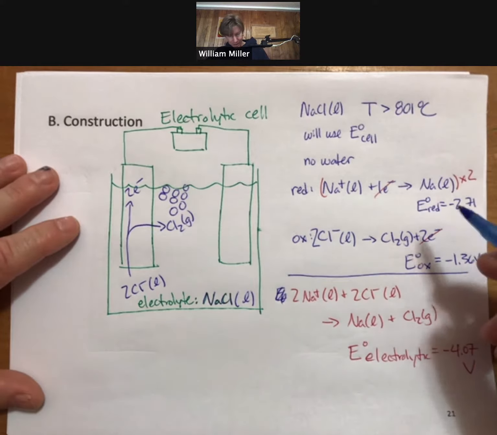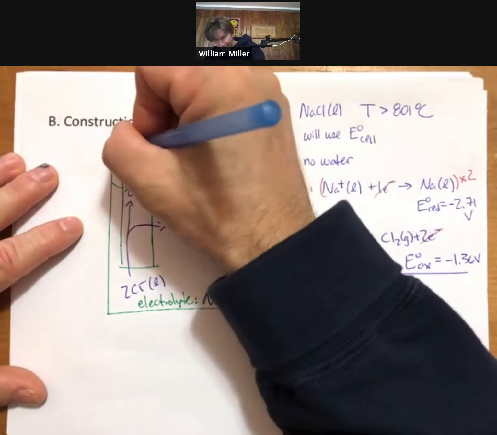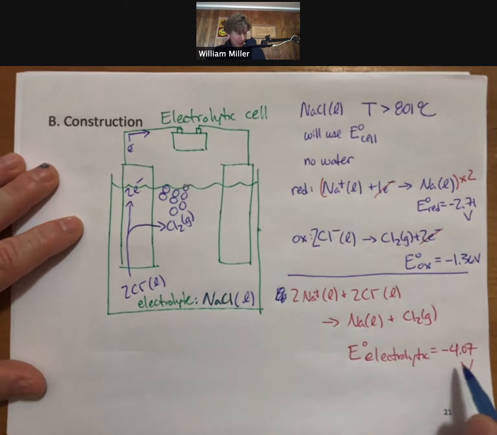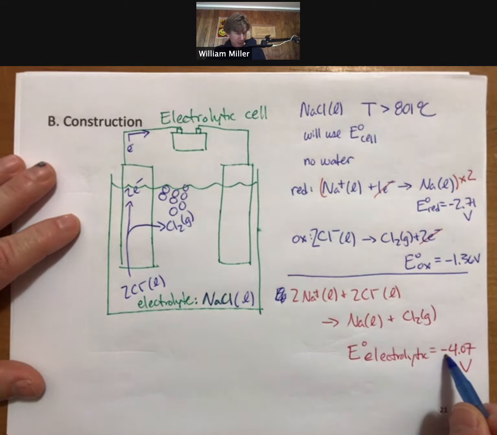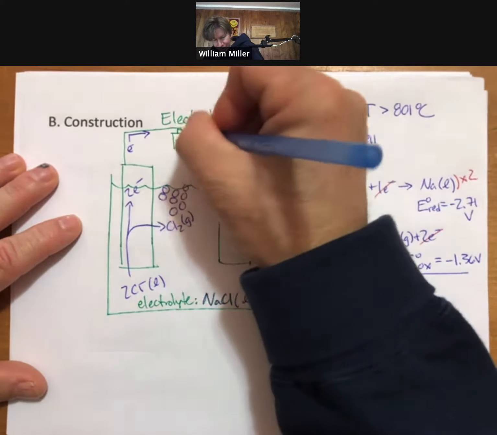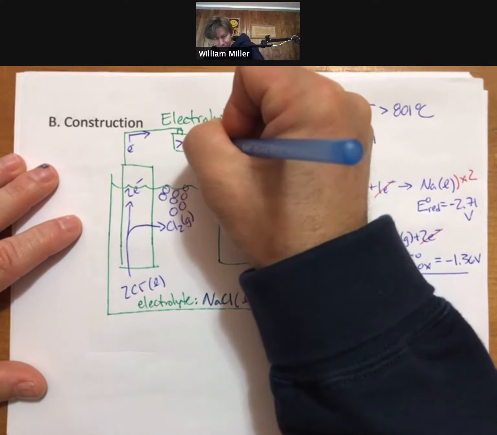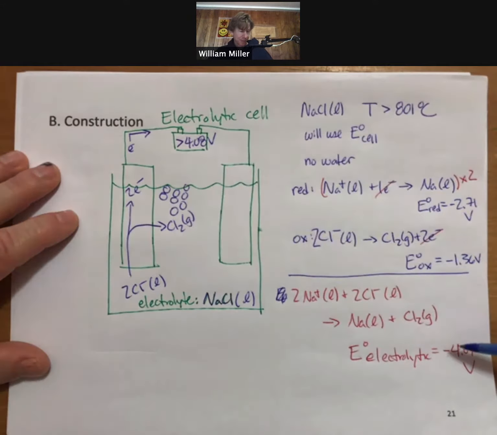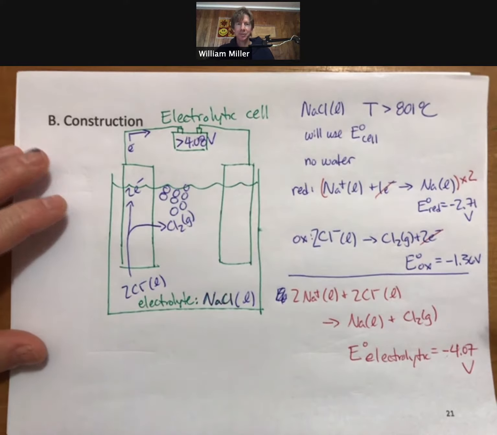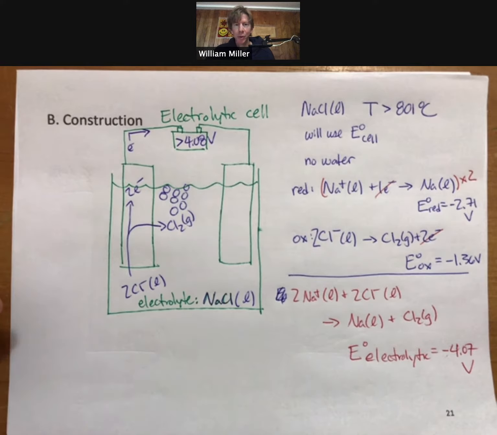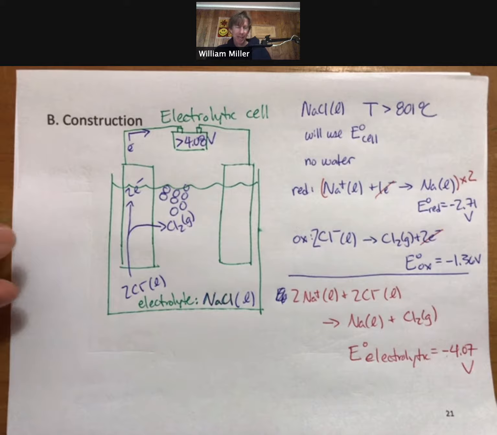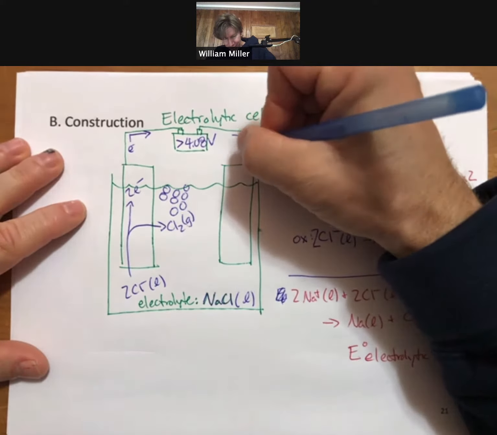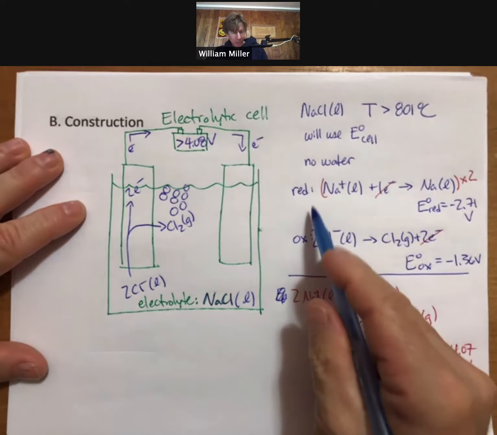Then on my other side, while my electrons are going through my wire, my power source has to be greater than 4.08 volts, so that the overall 4.08 minus 4.07 is positive. And typically, of course, it will be much more than that, but it has to be at least that. And my electrons come over here where I do my reduction.